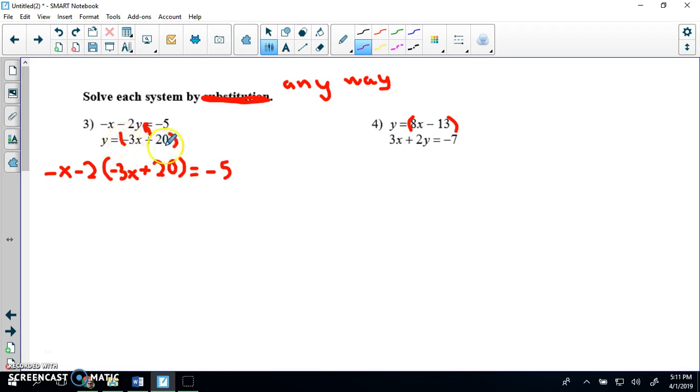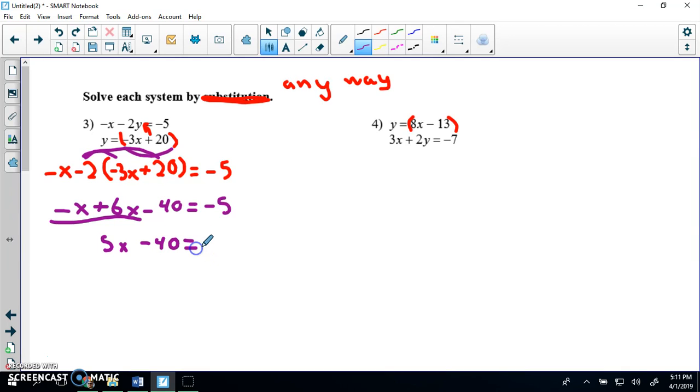Okay, so I have taken this, I've put it into my y up top. So next thing I'm going to do is distribute that 2. So I'm going to have negative x plus 6x minus 40 equals negative 5. Just look at it. You see, I distributed that negative 2 to both, and I got those values. And I'm going to combine my x's. That gives me 5x minus 40 equals negative 5.